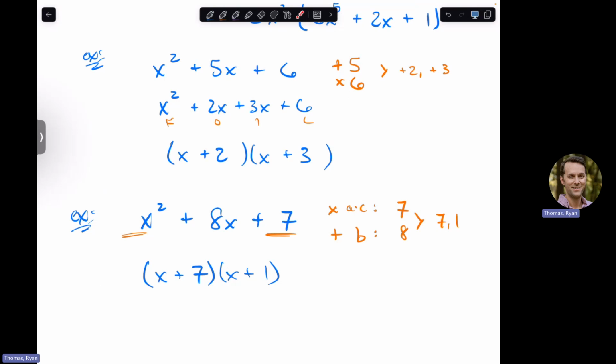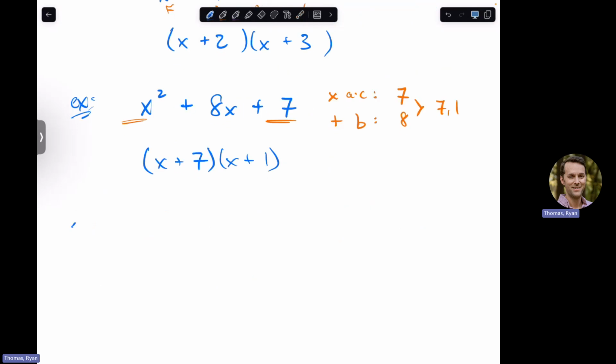Can we always factor? No. What if this had been x squared plus, I don't know, 4x plus 7? I'd still be looking for things that multiply to 7, but now they add to 4. Can I find factors of 7 that add to 4? No, because the only factors of 7 are 1 and 7. That means that's not going to factor. That's the end of that road. I go do something else. So factoring doesn't always work.